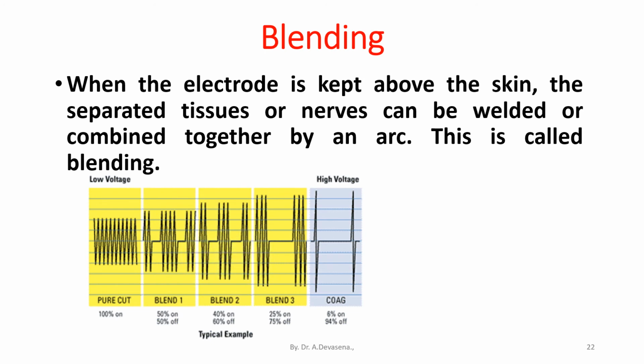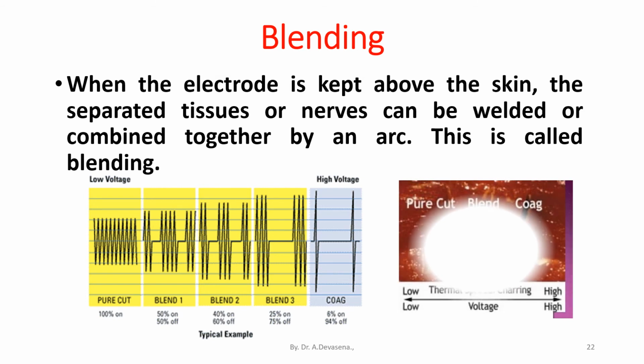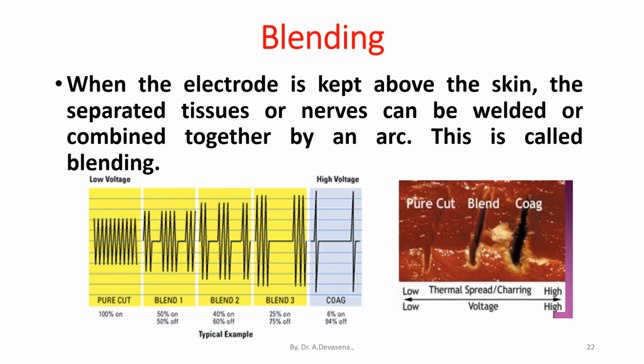If low voltage is applied means we have pure cutting process. If high voltage is applied means we have coagulation process. In between the voltages applied means we have three types of blending process that is represented here. Here is another representation.